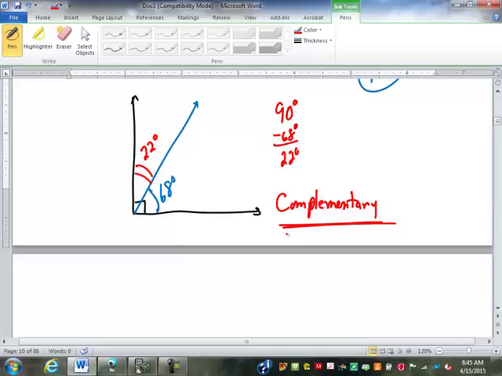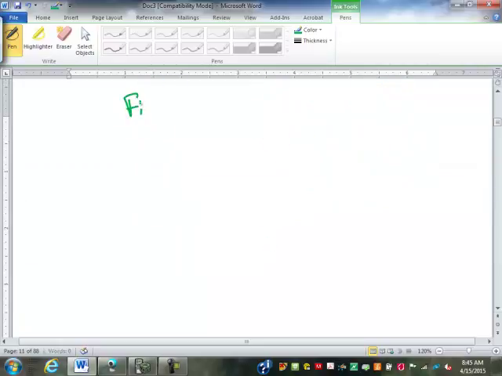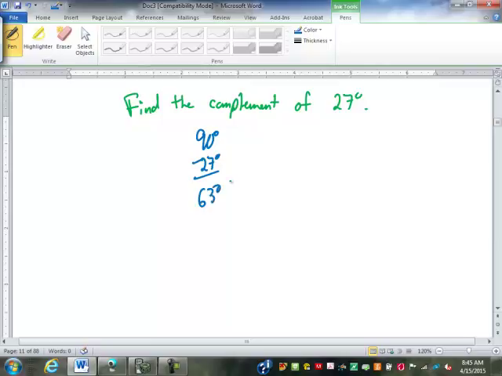Now, if you're anything like me, when I learned these, I could remember the two terms, but for a while I had a hard time keeping straight which one was which. The little trick that worked for me: you get complements when you are right. So complements are right, they add up to right angles. So find the complement of 27 degrees. What am I going to do? 90 minus 27 is 63 degrees, which is the complement.